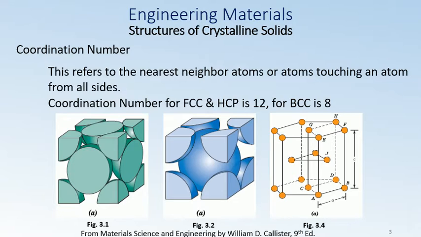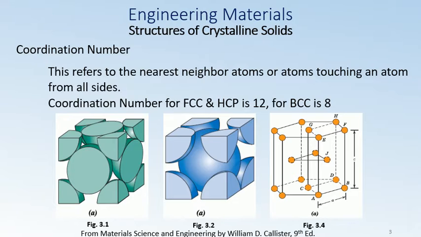One thing we have to remember is that these touching atoms are actually directly in contact with the particular atom for which you are calculating this coordination number. So they must be in direct contact with that particular atom. You can take any atom and calculate the coordination number for that. Okay, let us see for the FCC crystal structure. Its coordination number comes out to be 12.